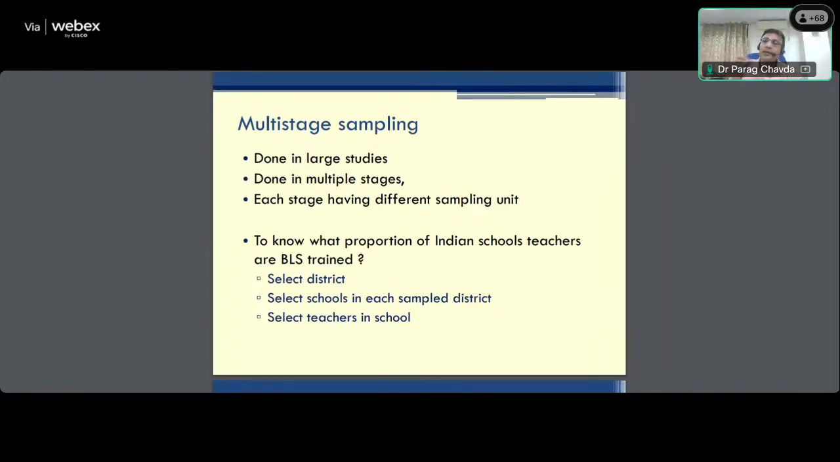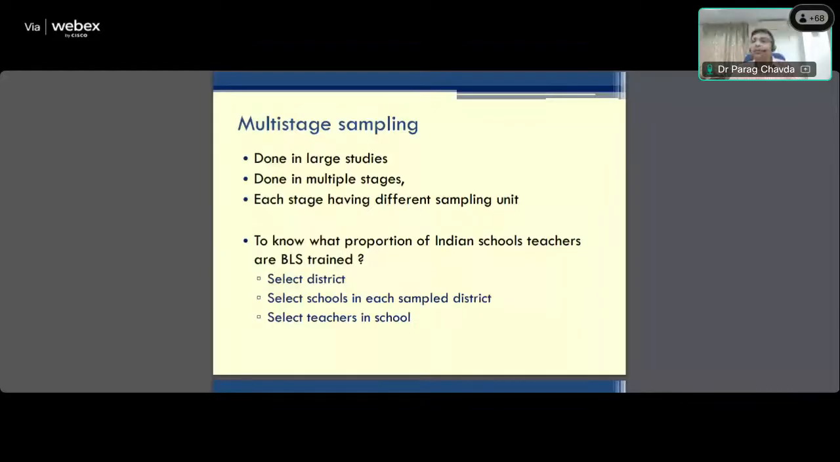So in the first stage, they'll select, let's say they use simple random sampling and select 50 districts out of 700. In the second stage, they might have a list of all the schools available within each of those 50 selected districts. So they might use any of those sampling methods and select schools from each district. They might say that from each district we'll take 10 schools.